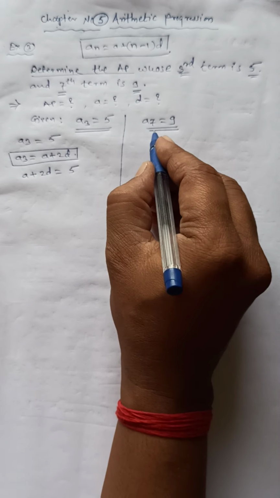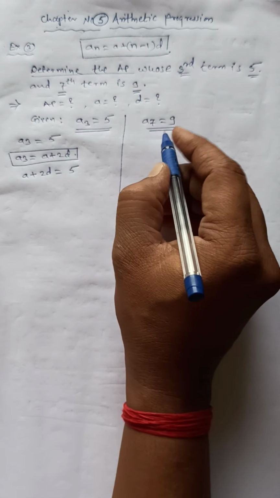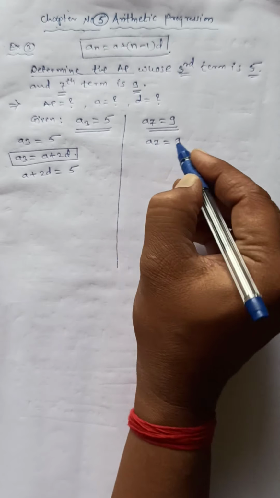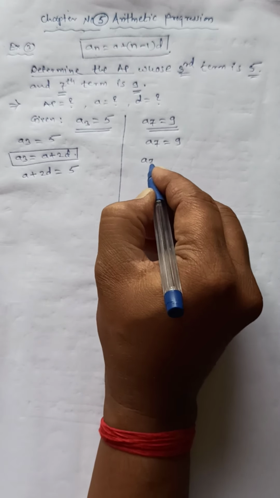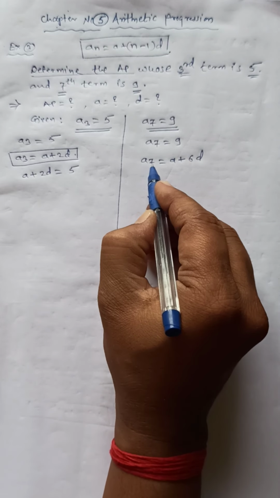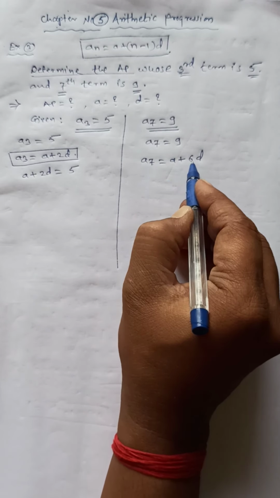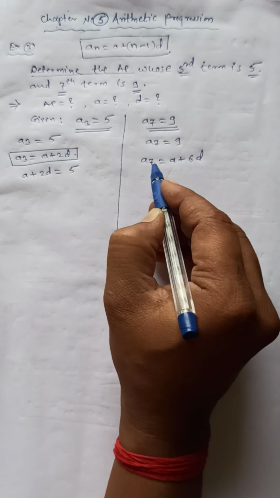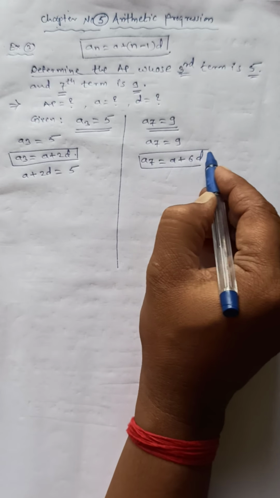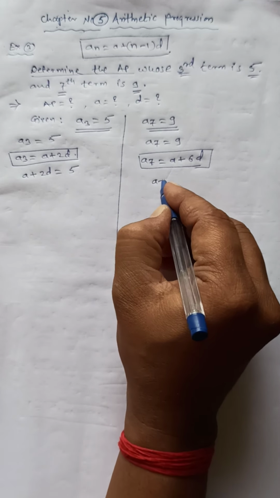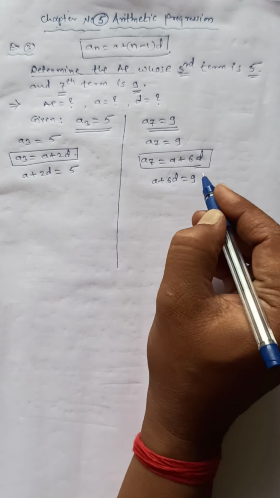Same way we will write for the a7. How will we write the a7? See here, a7 is equal to 9. a7 could be written as a plus 6 into d. Why? Here it is a7, so it is n minus 1, 7 minus 1, 6. So a7 is equal to a plus 6d. So we will write here a plus 6d is equal to 9.